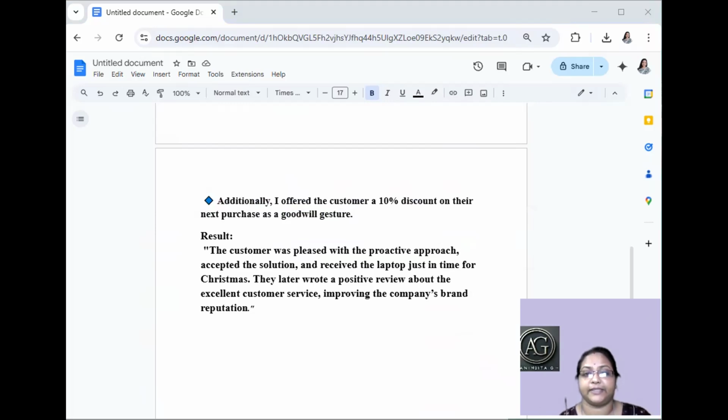Let us take another example. So maybe I'll be talking about a banking customer service executive's job. So you're handling a frustrated customer with a transaction issue. Okay, so let's take another example. Example 2.